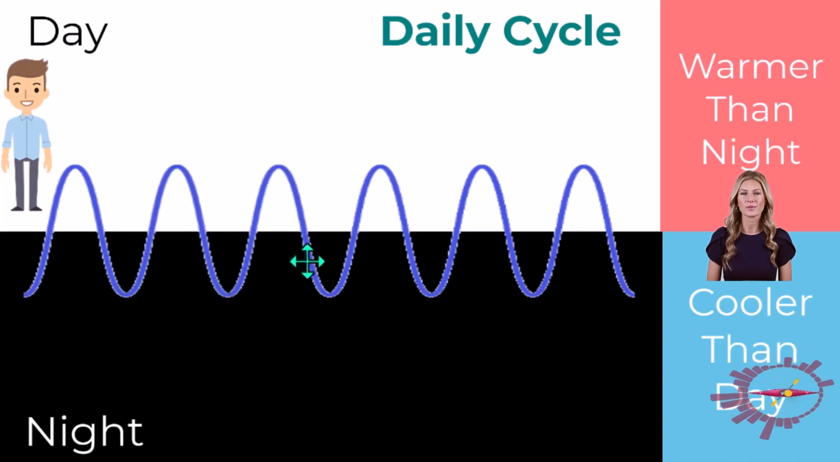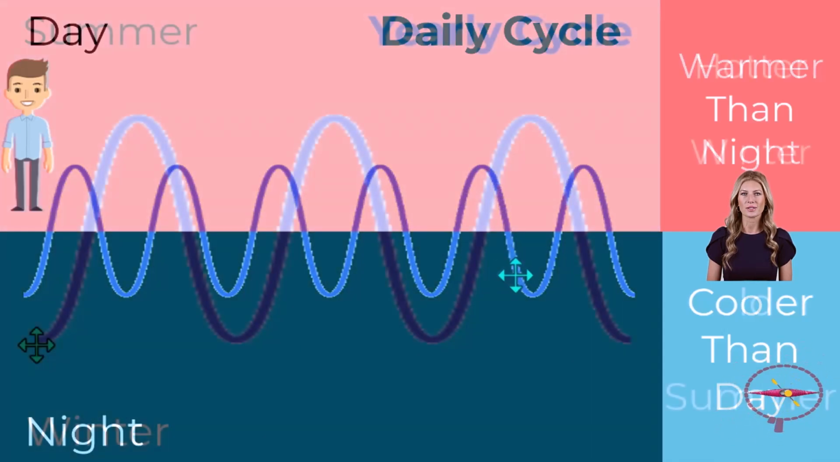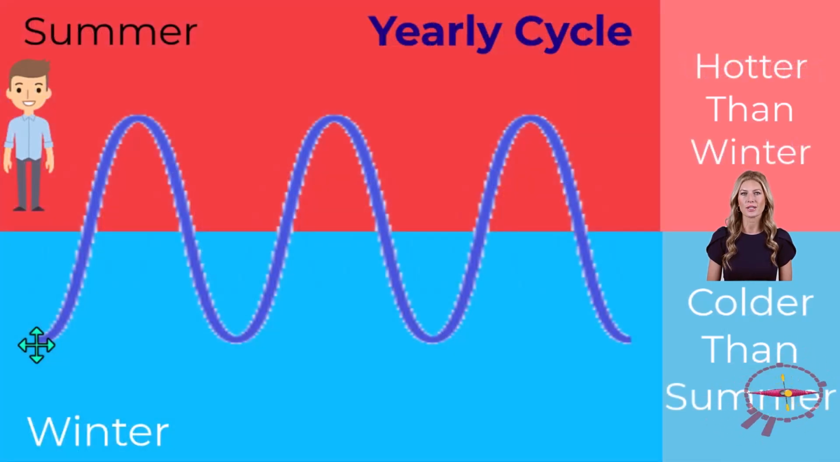And this cycle tends to repeat itself every day regardless of the time of the year. Essentially, we'll experience one of these cycles every 24 hours. The next cycle that tends to affect the temperature of Earth is the yearly cycle. Basically, as we move from winter into summer, summers tend to be hotter than winter, and winters tend to be colder than summers. And this will happen throughout every year that we experience.